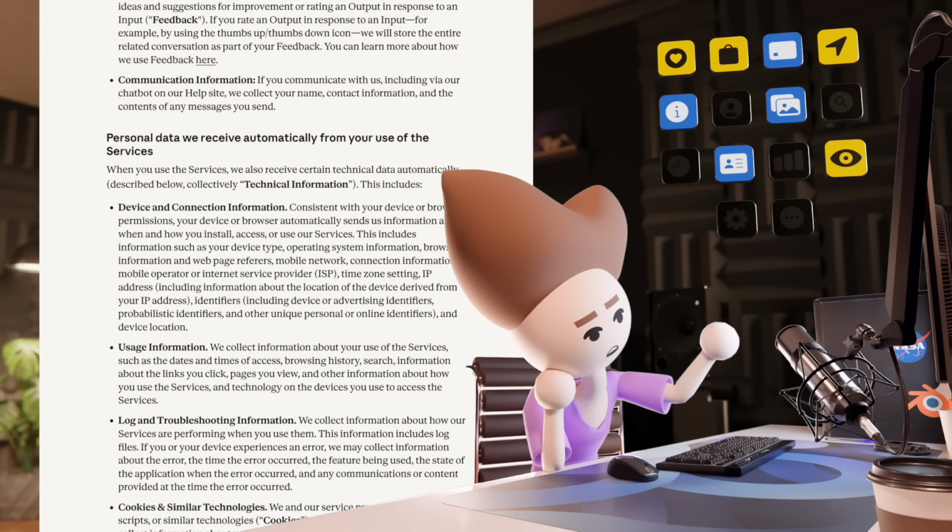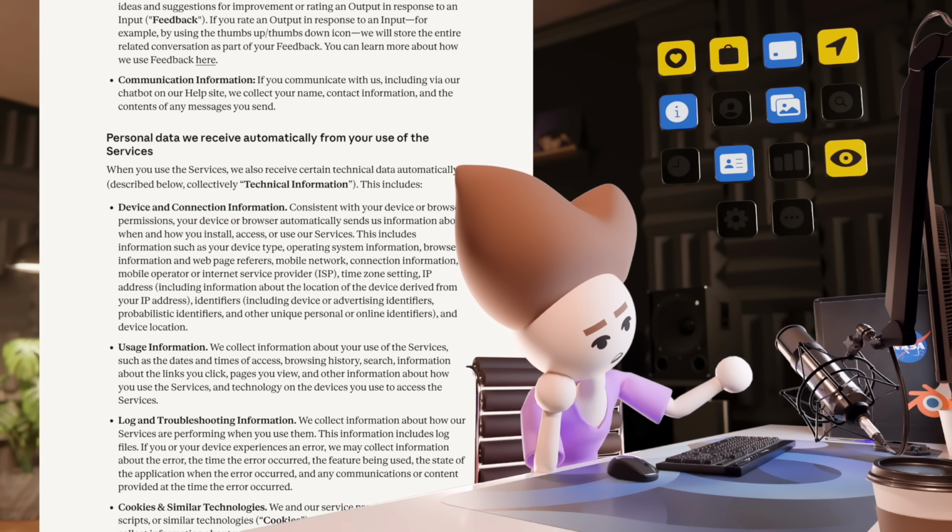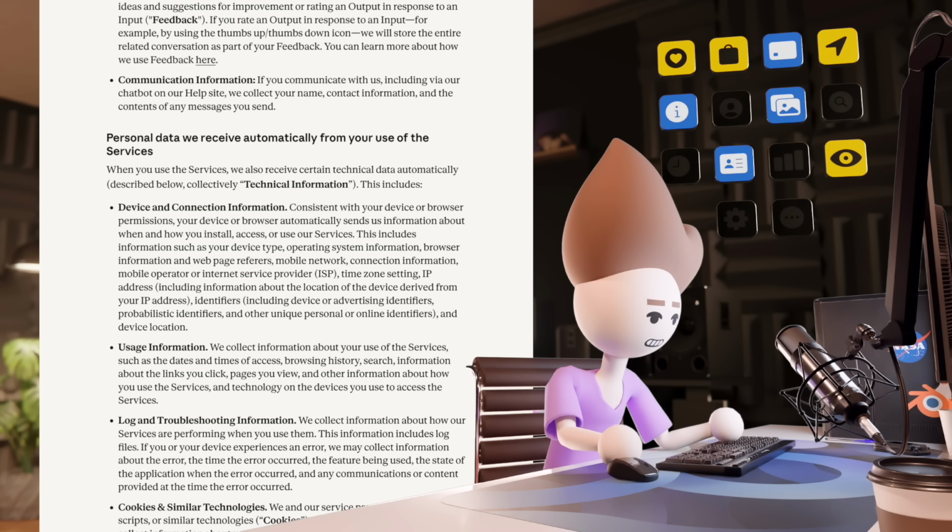Great. So that's going to be one that we already have marked, which is going to be identifiers, and there are also going to be things like location data with the IP address and the device location.